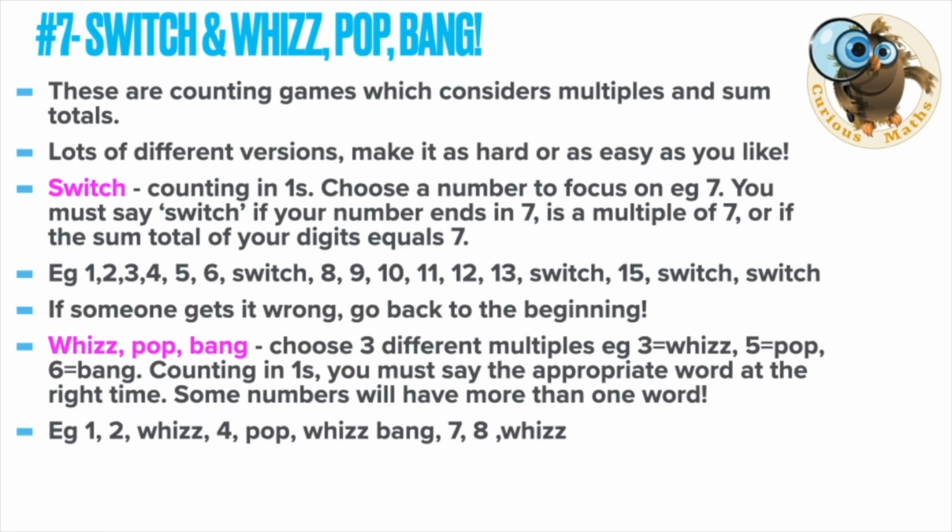The second game, Wiz Pop Bang, you can choose 3 different multiples for each. So I've got an example of 3 for Wiz, 5 for Pop, 6 for Bang. And again, you're counting in ones, and instead of saying the number each time, you've got to say the word that replaces it. And I've got an example on the screen.